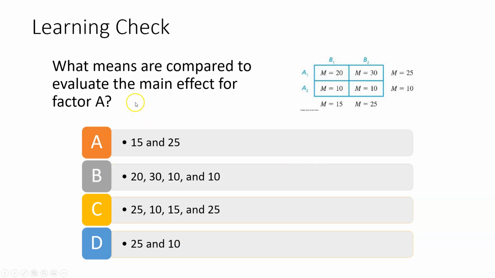Okay, before we move on with more material, I just want to take a second and do a learning check here. So I'm going to ask this question: what means are compared to evaluate the main effect for factor A? In this table right here, we've got factors A and B, and each of those factors has means, and I want you to answer A, B, C, or D. What are the means that you have to compare against each other in order to figure out, is there a main effect for factor A? Pause your video, figure out the answer, and push play when you're ready.